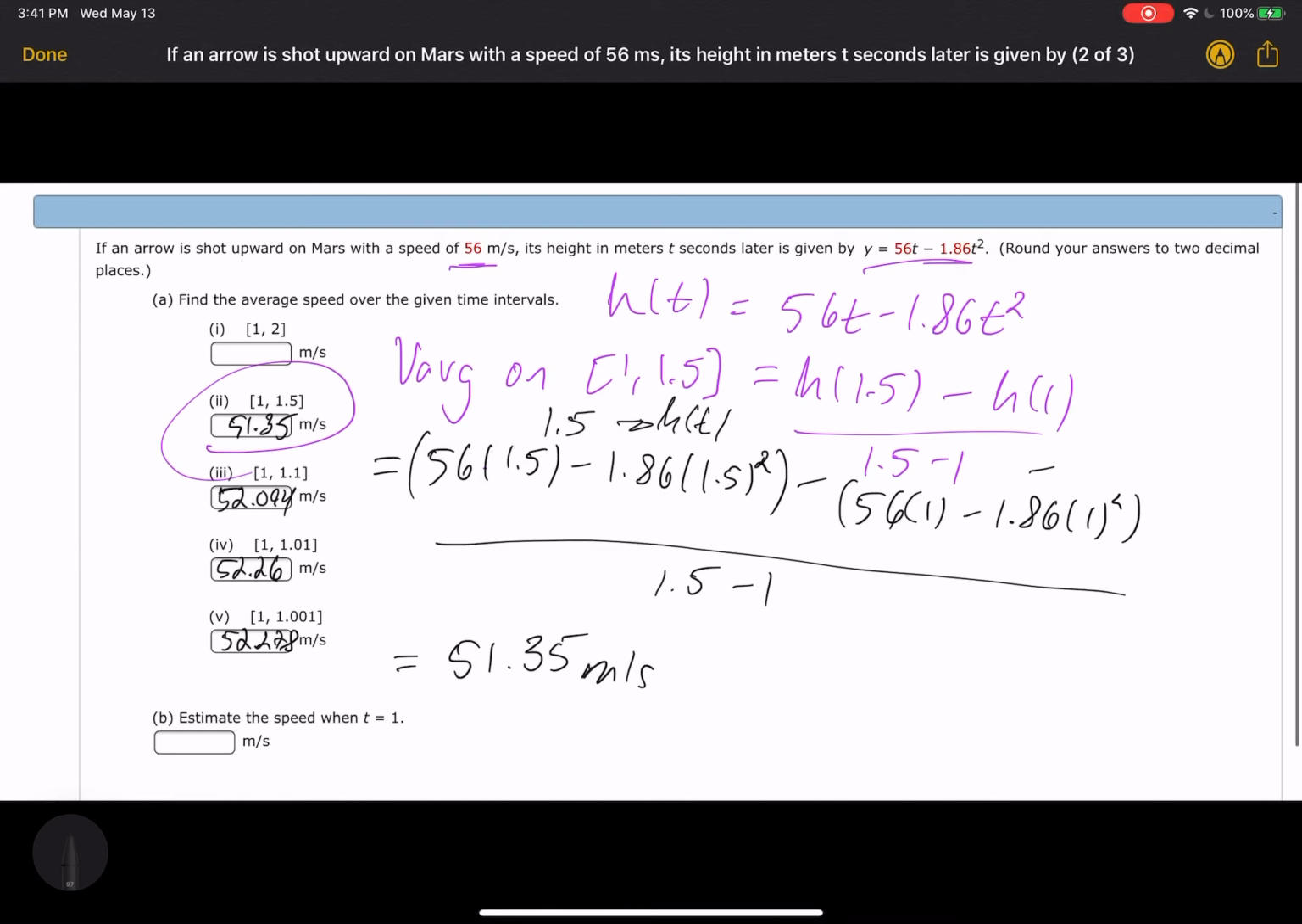And then for 1.001, what we get is 52.278. So now, kind of like what we did last time in the secant problem, we used the slope M_PQ to guess what the slope at P was. Because when P is really close to Q, you could say P is approximately equal to Q, then you get M_PQ is approximately equal to M. That's basically what we're doing. So in this case, what this is saying is that V average is approximately equal to V whenever our delta time is approximately equal to 0.